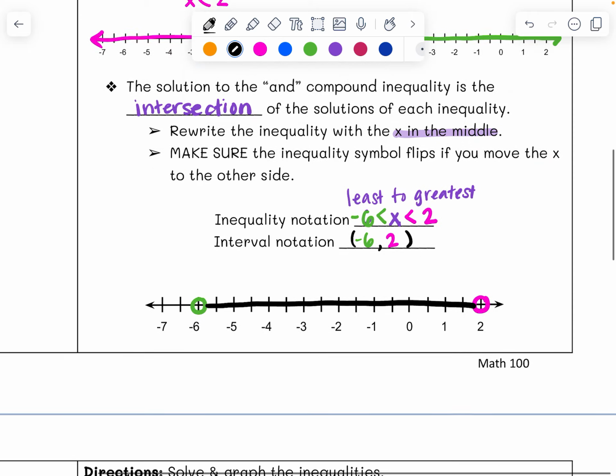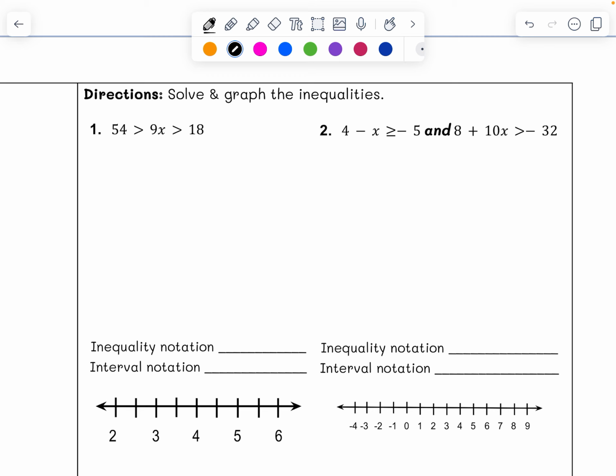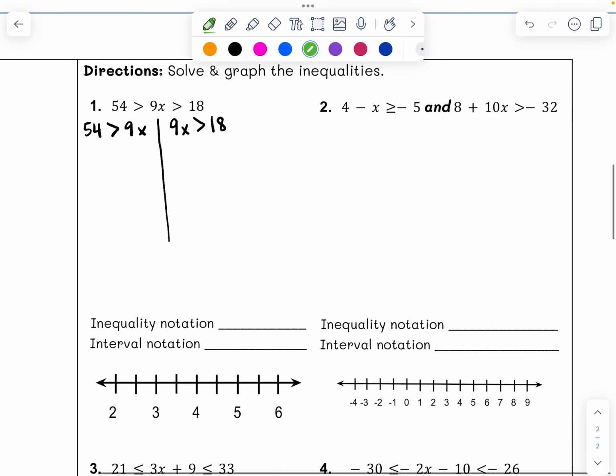Let's go over some more examples. So first I'm going to divide this, and I'm going to solve two separate problems. I'm going to solve 54 is greater than 9x, and I'll solve 9x is greater than 18. So on the left side, I will divide by 9, and I end up with 6 is greater than x.